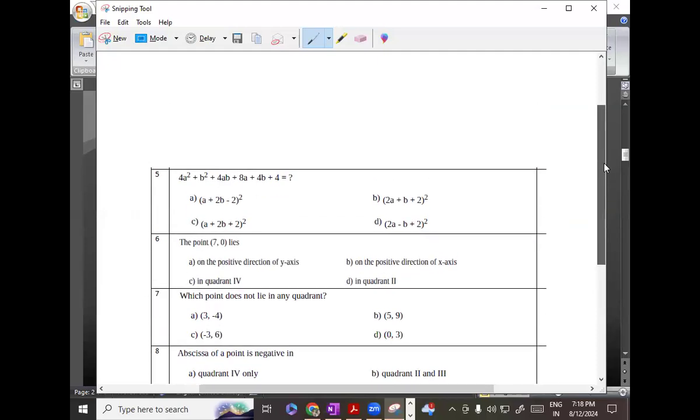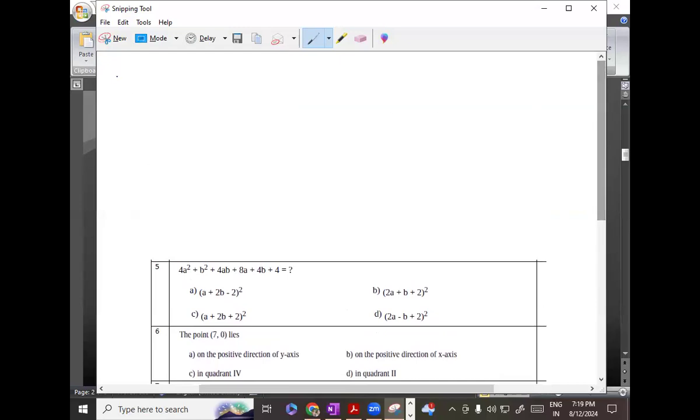How to solve question 5? Sir, we can take the common factors and group them. So we can use a plus b plus c whole square. Yeah, a plus b plus c whole square, right. It becomes a square plus b square plus c square plus 2ab plus 2bc plus 2ca.